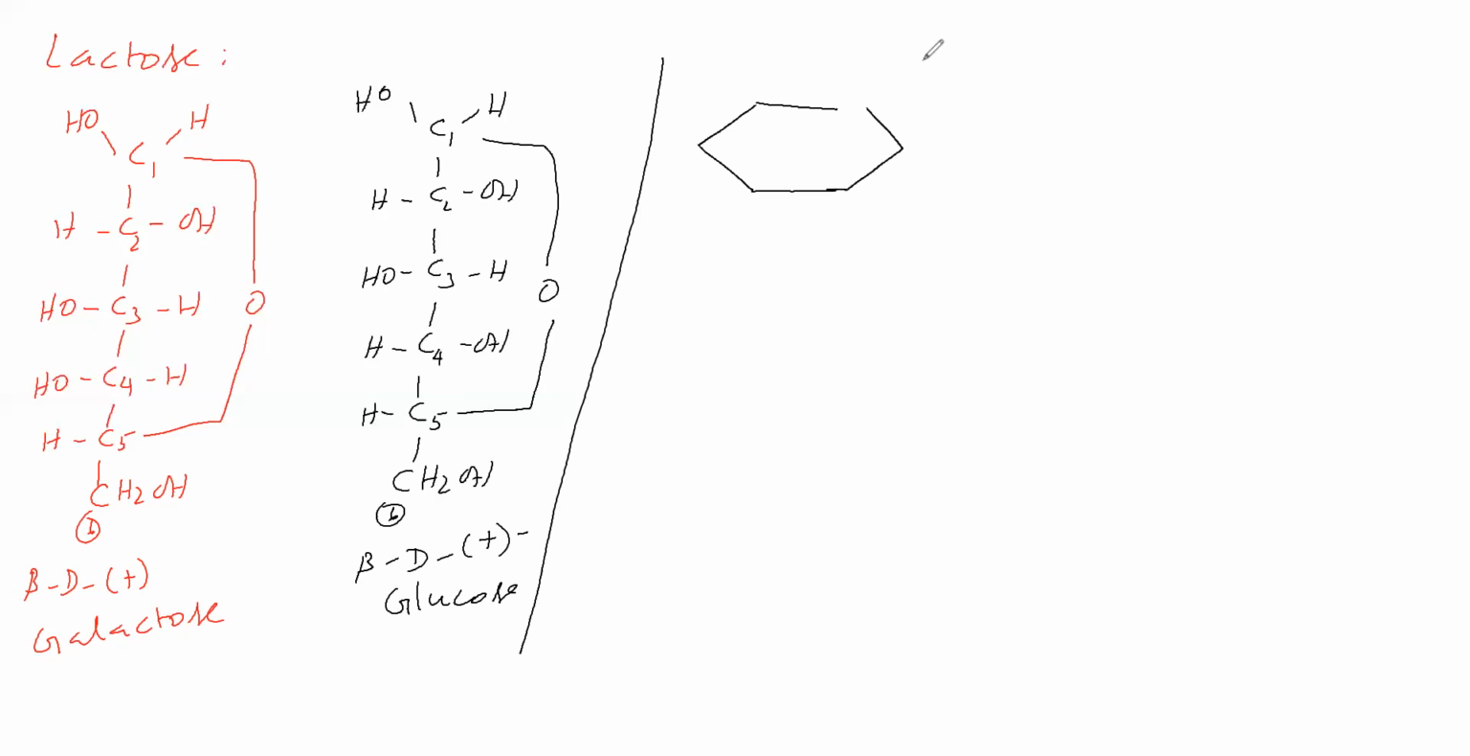Next we will give the numbering. It is the number 1 carbon, number 2 carbon, number 3 carbon, number 4 carbon, number 5 carbon. The C1 carbon and C5 carbon are linking through ether. In the C1 carbon, OH is on the left side, top. In the C2 carbon, the OH is on the right side, down. On the C3 carbon, hydrogen is on the left side, down. On the C4 carbon, hydrogen is on the right side, down. On the C5 carbon, the CH2OH is always up. This is called beta D plus galactose.